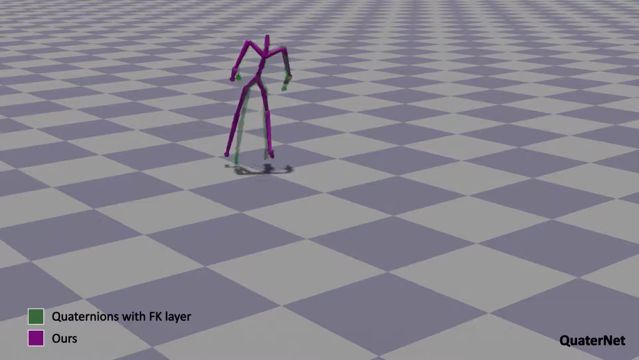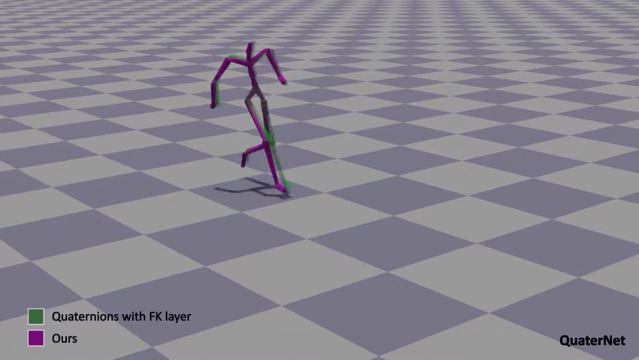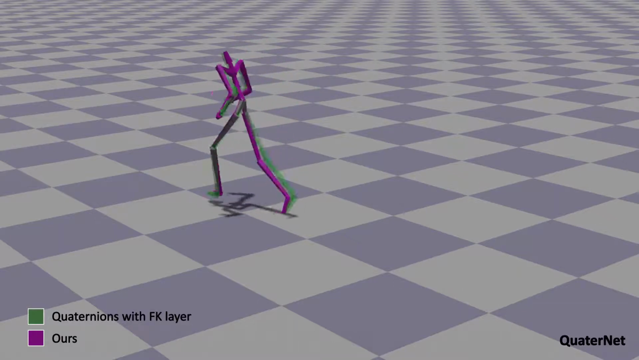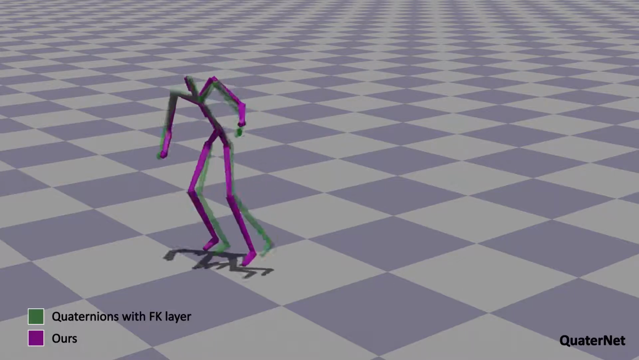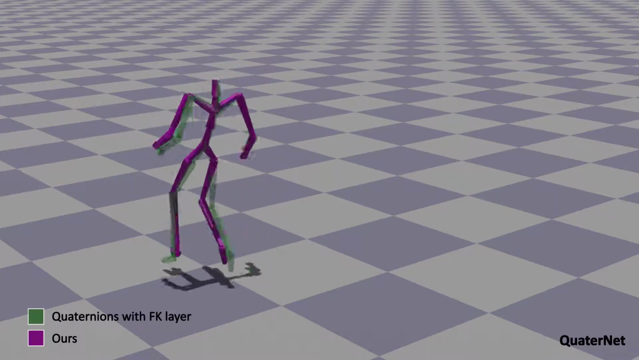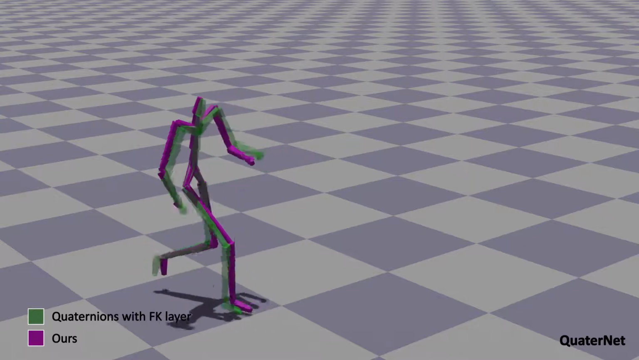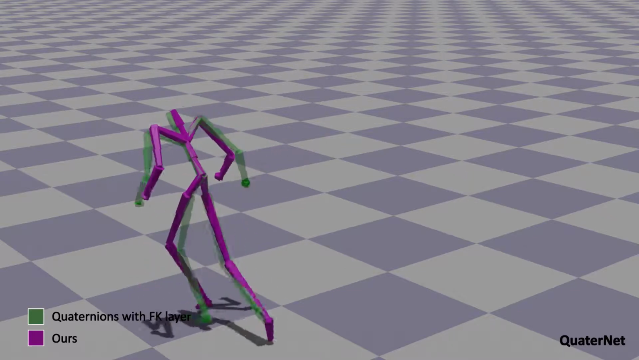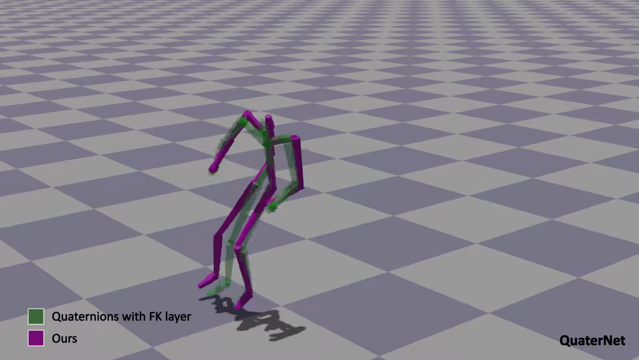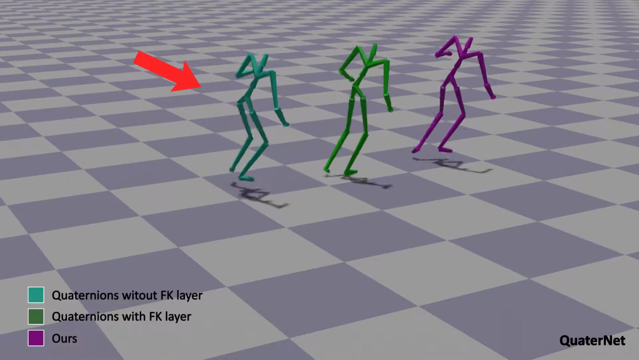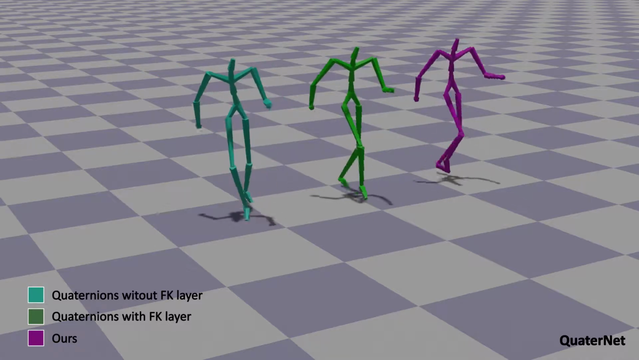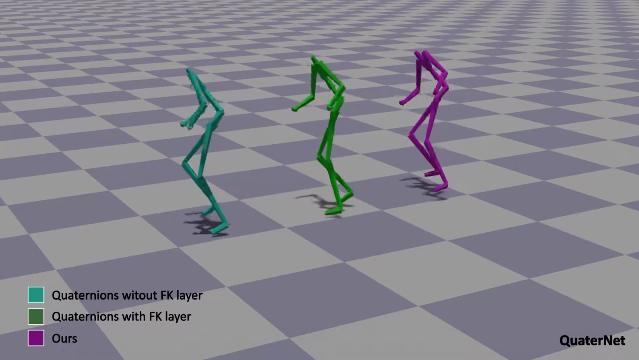The second experiment employs the QuaterNet. In this example, we show results of our motion representation in purple and the original QuaterNet architecture in green that receives unit quaternions, employs forward kinematics to recover the position, and constrains the motion with a positional loss. When we do not incorporate forward kinematics on the quaternion, the motion is uncontrolled and presents artifacts at certain points.